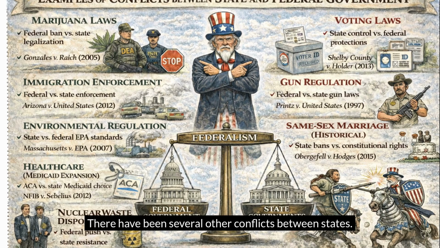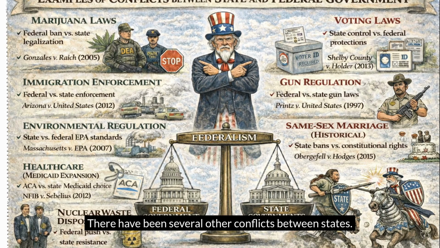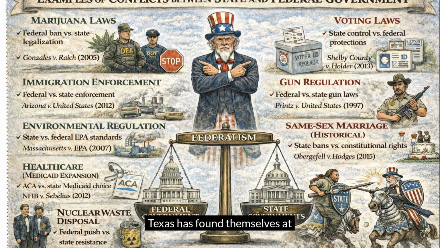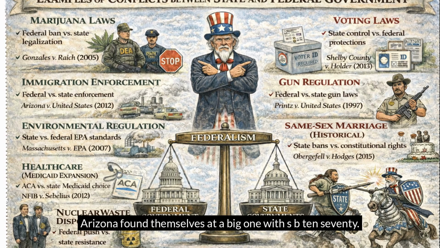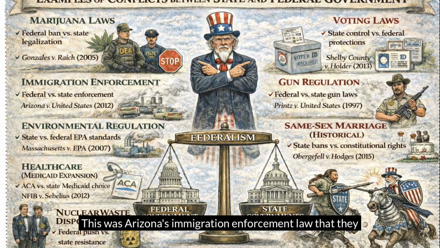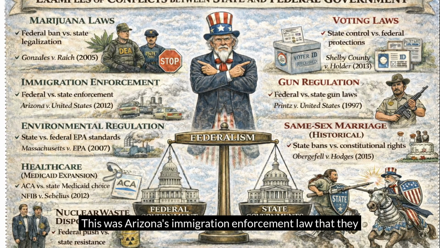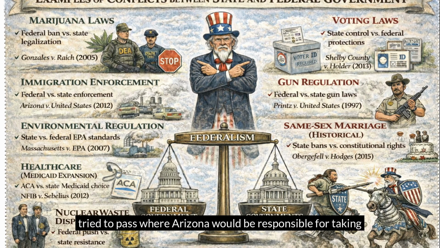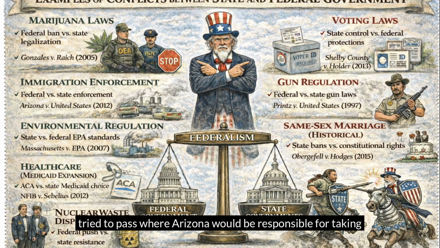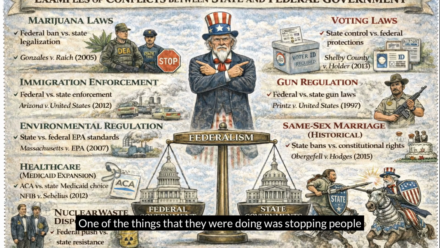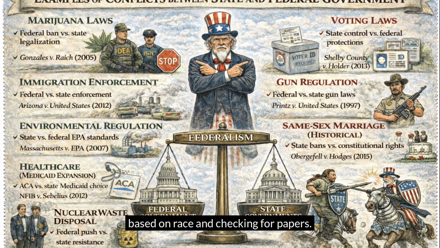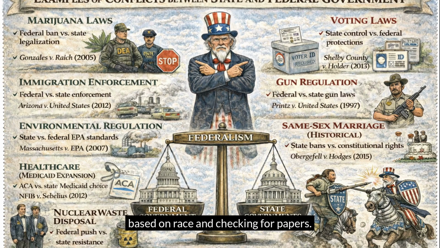There have been several other conflicts between states. Texas has found themselves at the pinnacle of some of these things. Arizona found themselves at a big one with SB 1070. This was Arizona's immigration enforcement law that they tried to pass, where Arizona would be responsible for taking people and deporting them inside the state. One of the things that they were doing was stopping people based on race and checking for papers.